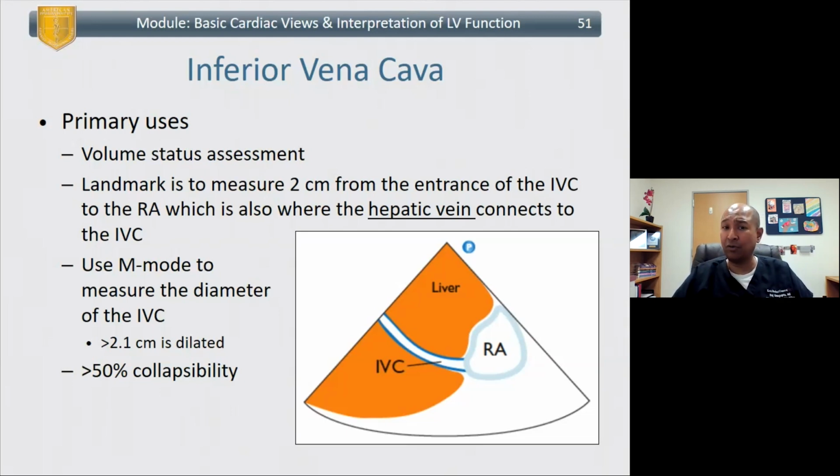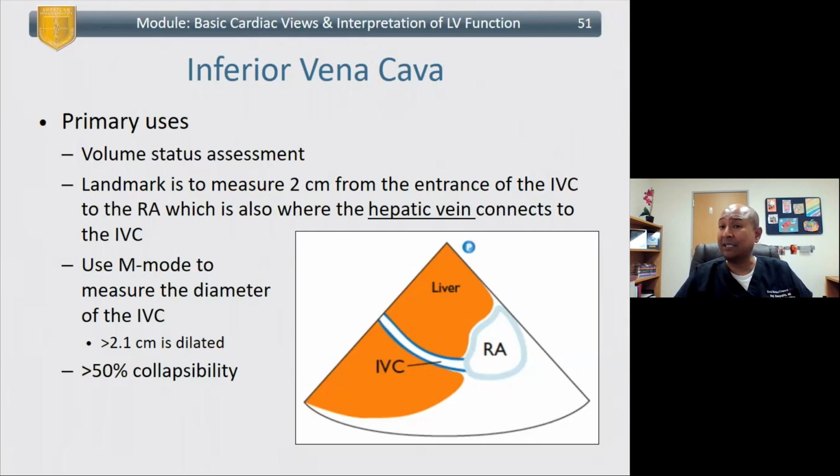One of the main landmarks when you're looking for the IVC is to measure it 2 centimeters from the entrance of the IVC going to the right atrium. So once again, the landmark to measure is 2 centimeters from the entrance of the IVC into the right atrium. And that's kind of where the hepatic vein connects into the IVC. You could use M mode to determine the diameter. And remember, we said M is for motion and measurement. So you could do the M mode there to measure it.